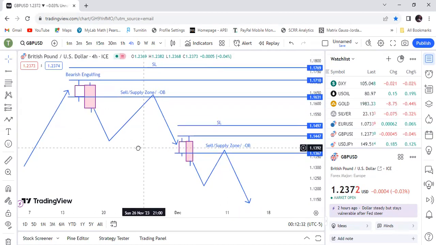So that's the bearish engulfing, and that's how it basically forms. The next thing that I want us to do is go to the charts.